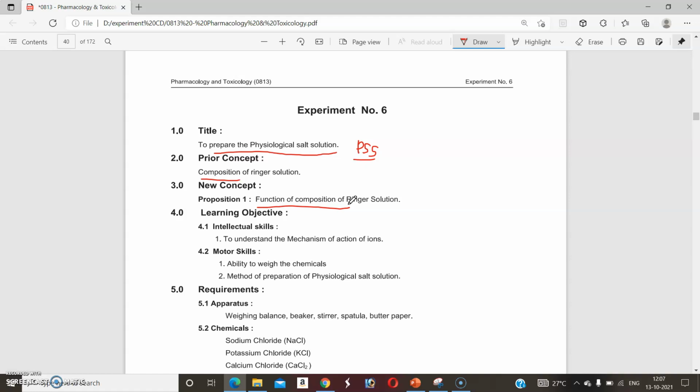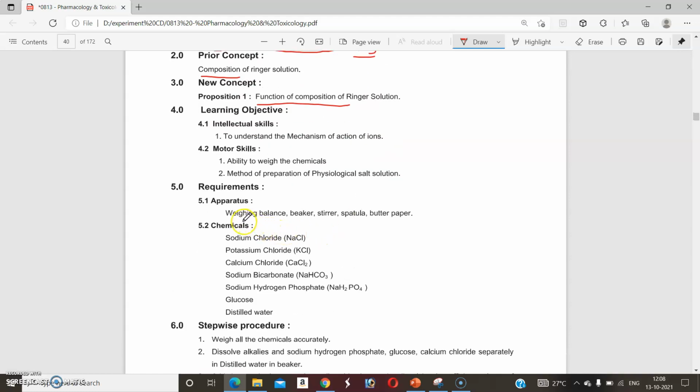So all of you remember that by using different chemicals we prepare this physiological salt solution in the laboratory. That's why students should have some intellectual skill as well as motor skill. Students can understand the mechanism of action of the ions. Students have the ability to weigh the accurate chemicals as per the requirement and follow the stepwise procedure to prepare this physiological salt solution. So what are the requirements? Requirements: weighing balance, beaker, stirrer, spatula, butter paper.